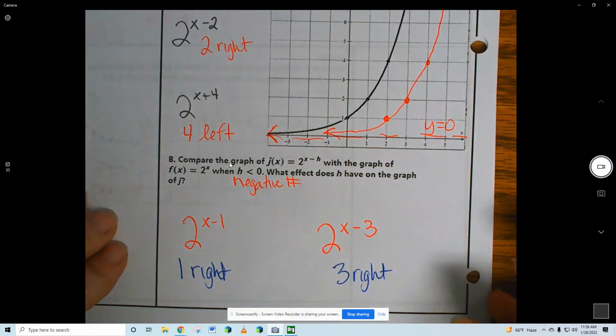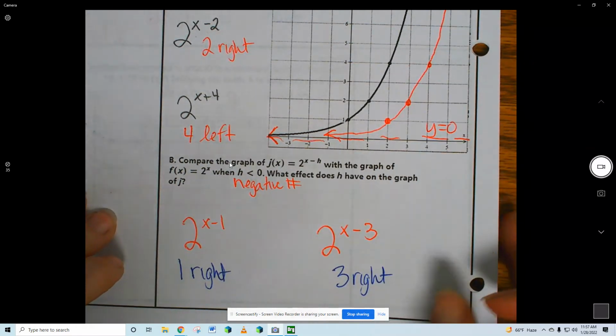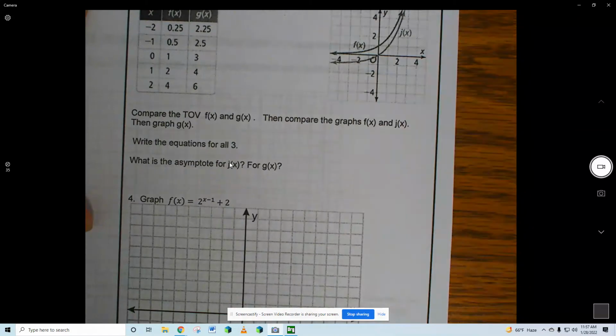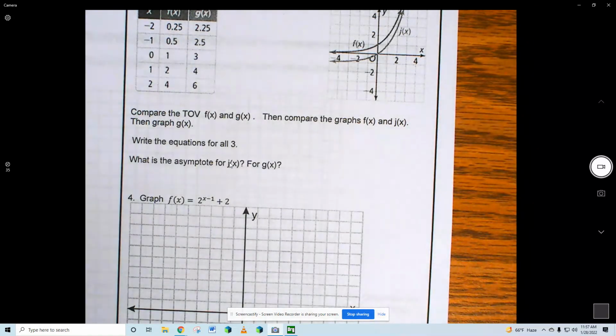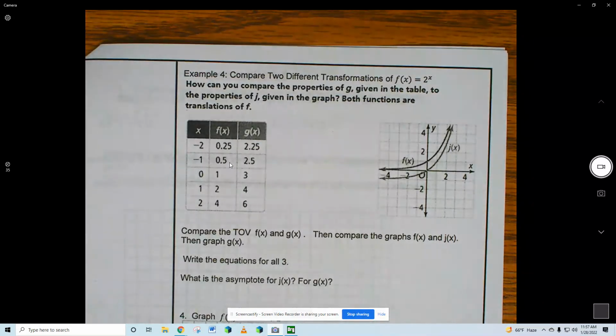All right, last question, last example for notes. Example 4. How can you compare the properties of g with f and j? Lots happening. I have the table of values for f of x. The graph of f of x is right here, this upper graph. This is f of x. That's this right here. This is the parent function.